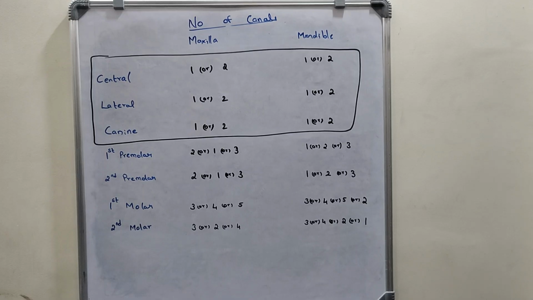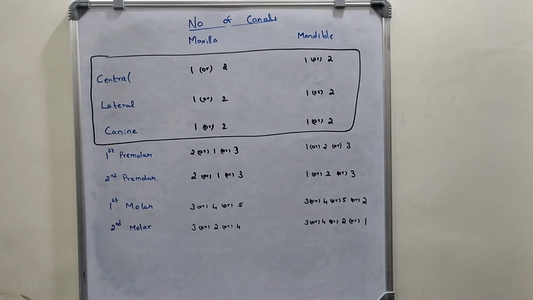So how do you differentiate whether it will have a single canal or two canals? In those cases, for you to confirm, you can look at the cingulum. If your cingulum is very much pronounced, then most of the times it will have two canals. If your cingulum is in a normal form, then it will have a single canal in most of the cases. But if the cingulum is very much pronounced, then always suspect a second canal.